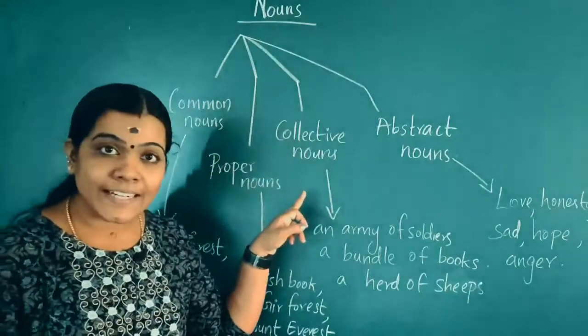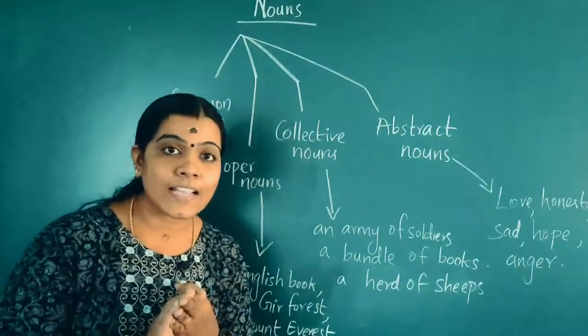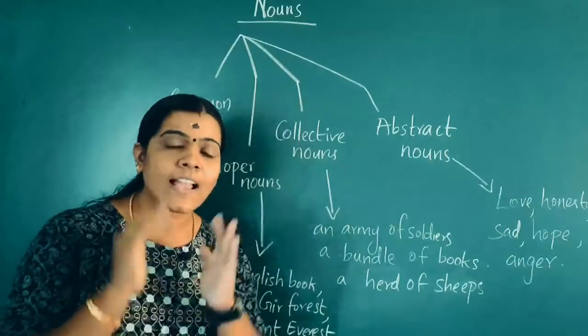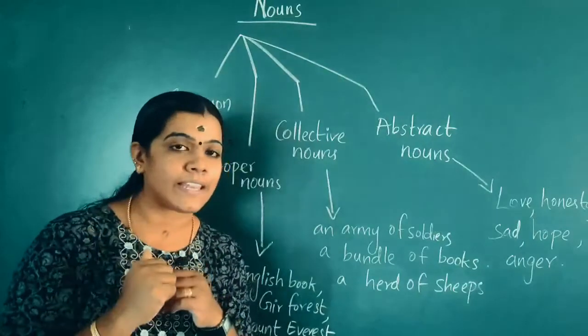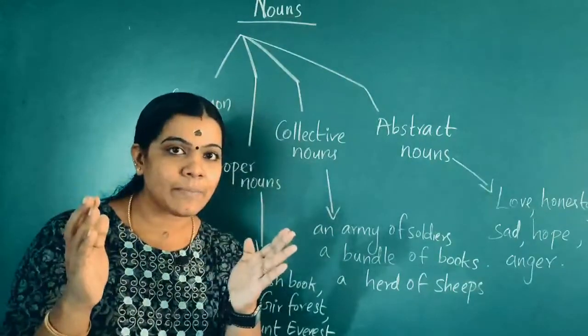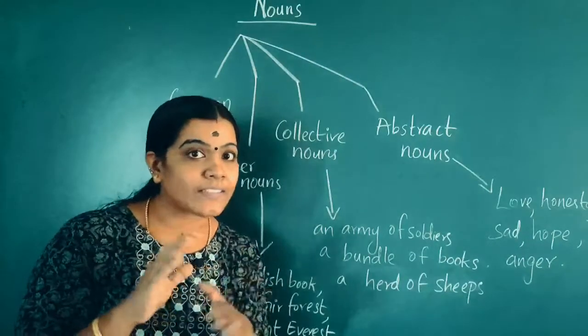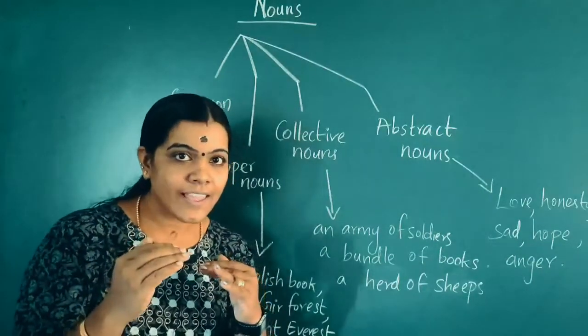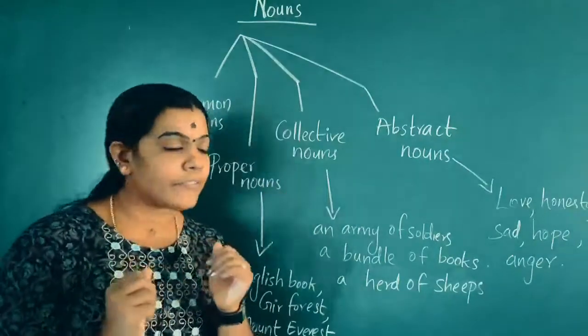We can come to the third one, collective nouns. Collective, the word itself gives the meaning. Collection means what? A group of things. Not one thing, a group of things. So collective nouns means it's a group of things.